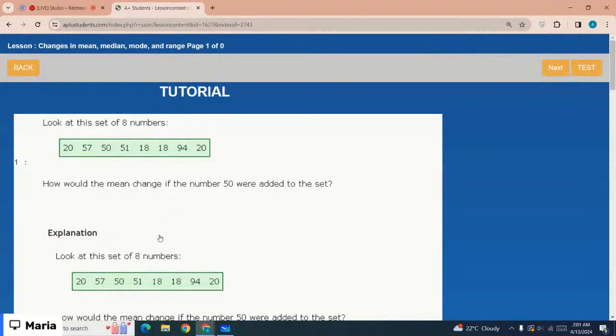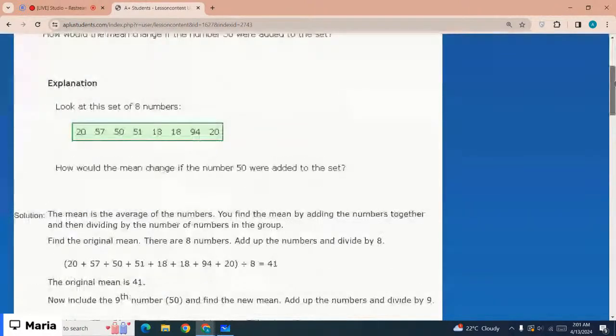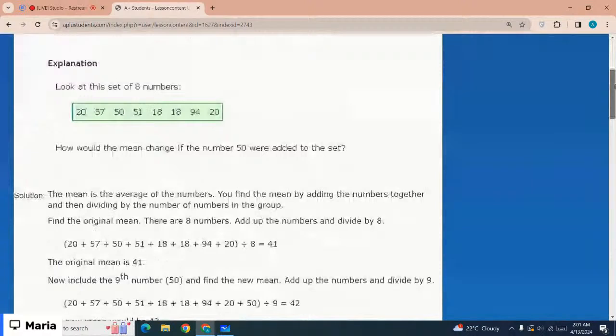So first you have to calculate the mean of the set that is given exactly, right? You don't have to do anything else, you simply have to calculate the mean of the set given. So how do we calculate the mean? You have to add all the numbers, and they are 8 in number, and divide by 8. So simply add them and divide by 8. The answer is 41. The mean is 41, right?